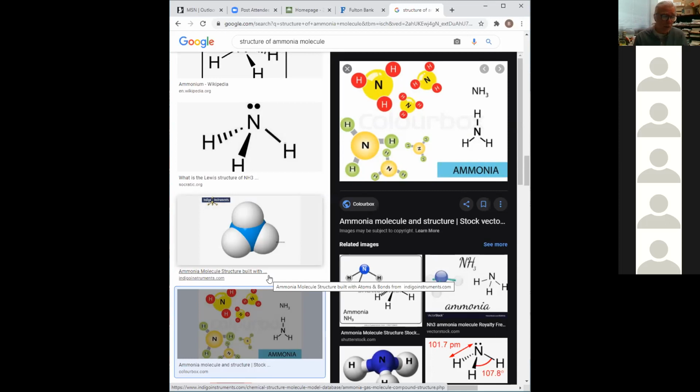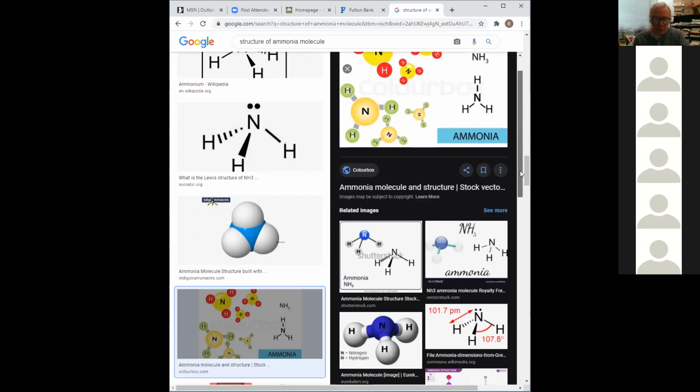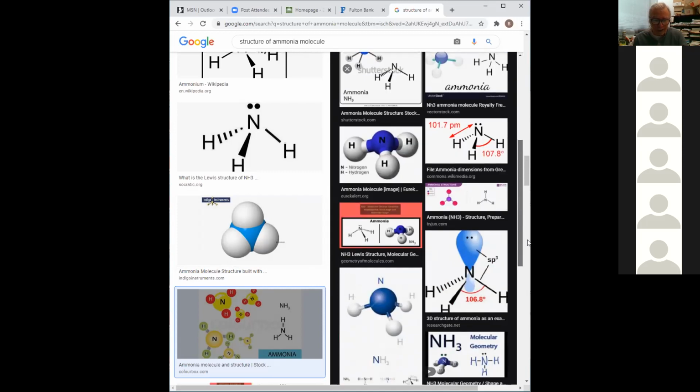Some atoms rarely break it. Some atoms break it pretty often. Some break it all the time. Phosphorus, for example, breaks it all the time. Nitrogen breaks it every once in a while. It can pick up another hydrogen and actually become what's called the ammonium ion.